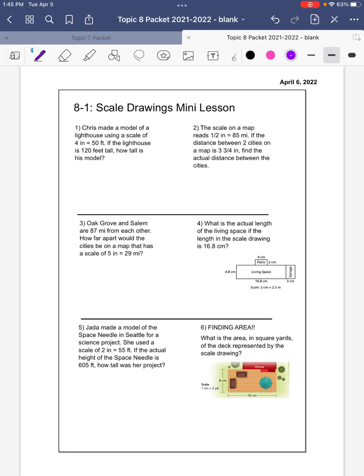Hey y'all, today is April 6th and we are doing a little mini lesson on scale drawings, 8-1 that we did today in class. So grab a piece of paper, a calculator, and a pencil and let's get started.